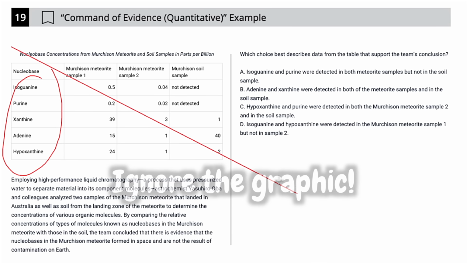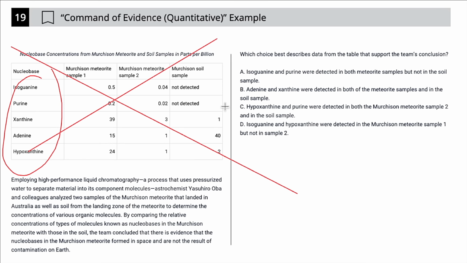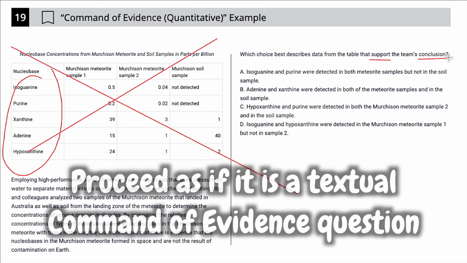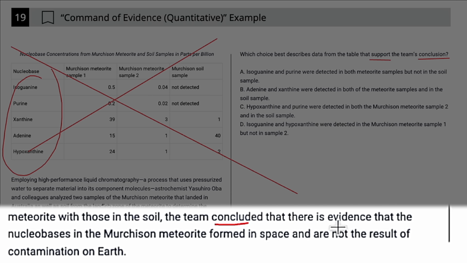Regardless, step one, ignore the graphic. We really just want to treat these like the other command of evidence questions, because at the end of the day, we're supporting or weakening some sort of a hypothesis or conclusion most of the time. So again, start backwards, and the team concluded there is evidence that stuff in the meteorite formed in space, not the result of Earth. And we're going to simplify this as much as possible.